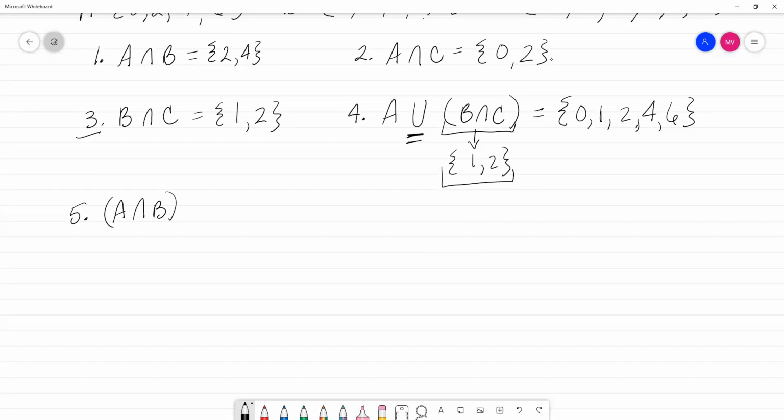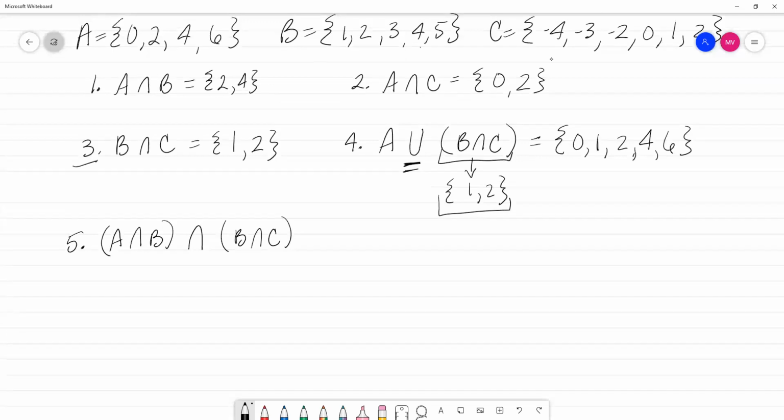So A intersect B intersected with B intersect C. So let's define our intersects and then we'll compare them. But either way, these are going to be pretty small because it includes only the elements that exist in both. Did we already define them? Okay, so what's A intersect B?